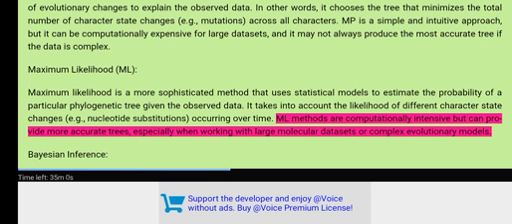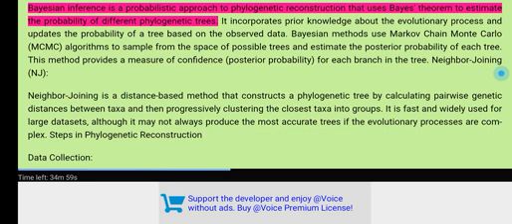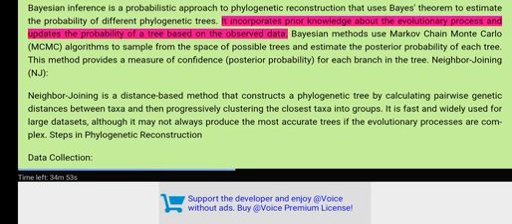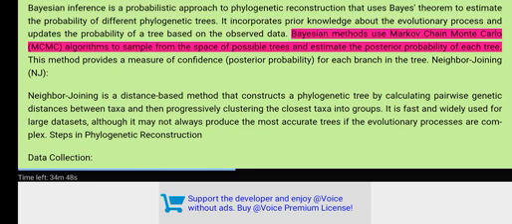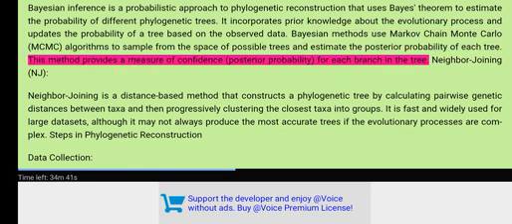Bayesian inference. Bayesian inference is a probabilistic approach to phylogenetic reconstruction that uses Bayes' theorem to estimate the probability of different phylogenetic trees. It incorporates prior knowledge about the evolutionary process and updates the probability of a tree based on the observed data. Bayesian methods use Markov chain Monte Carlo (MCMC) algorithms to sample from a space of possible trees and estimate the posterior probability of each tree. This method provides a measure of confidence, posterior probability, for each branch in the tree.